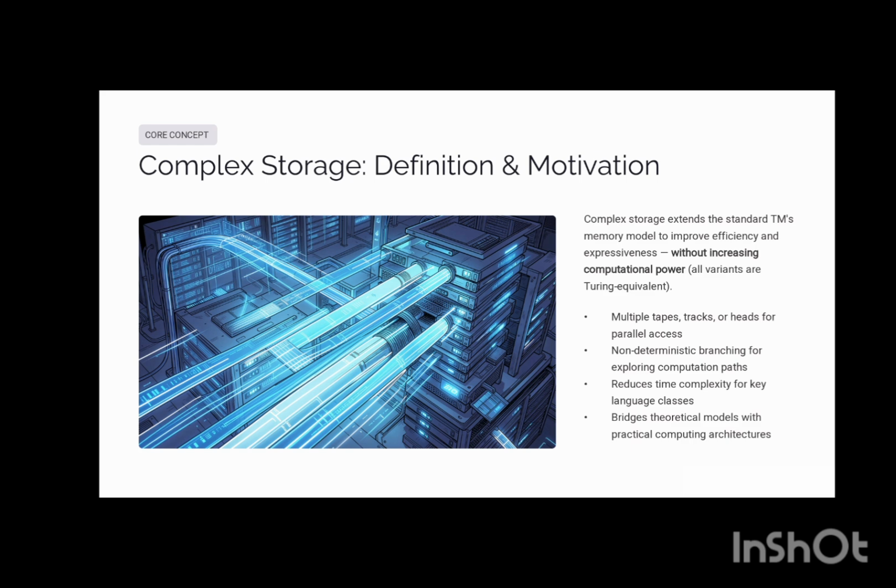For instance, a multi-tape Turing machine can be simulated by a single tape Turing machine with at most a quadratic slowdown, but the reverse simulation can be exponentially slower for certain problems. This makes complex storage models essential for studying complexity classes like P and NP. The motivation is both theoretical and practical. Theoretical means understanding the hierarchy of computational resources. Practical means designing more efficient algorithms.